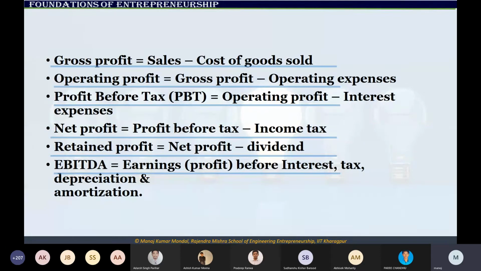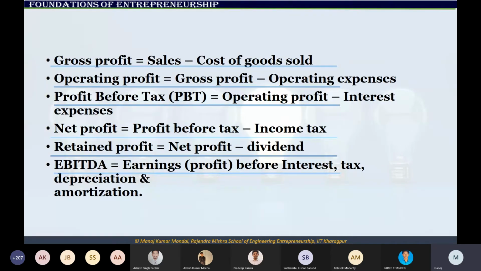Now there are many kinds of profit. Once you have this data, then you embark on preparing the profit loss account. While preparing the profit loss account, you will estimate gross profit. That is sales minus cost of goods sold. Then you estimate operating profit. That is gross profit minus other operating expenses. Then you prepare profit before tax, which is equal to operating profit minus interest. After you get profit before tax, you estimate net profit. That is nothing but profit before tax minus income tax.